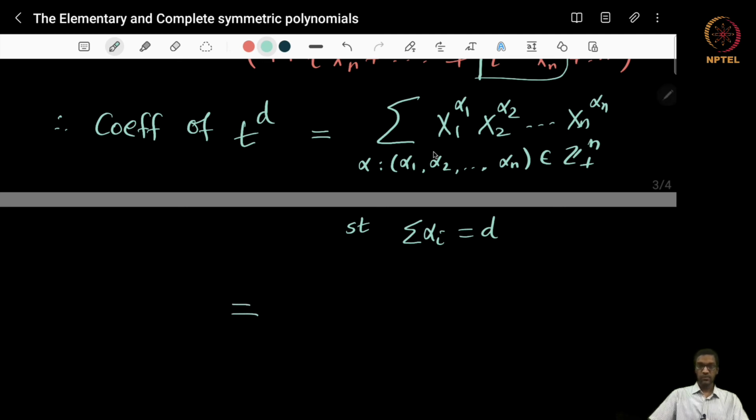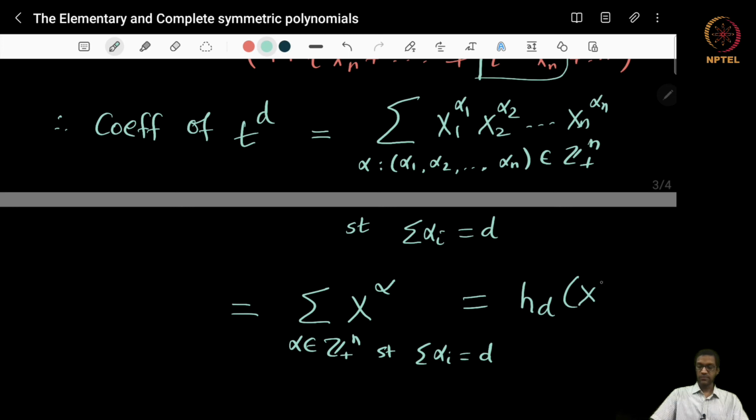In other words, what am I doing? I'm saying that this is just the monomial x power alpha, where alpha ranges over all multi-indices whose sum is d, or all monomials of degree d, and that was exactly my definition of h_d of x. So this proves the lemma in this case, that here's a compact expression for h_d.